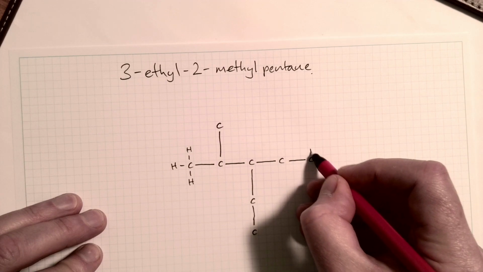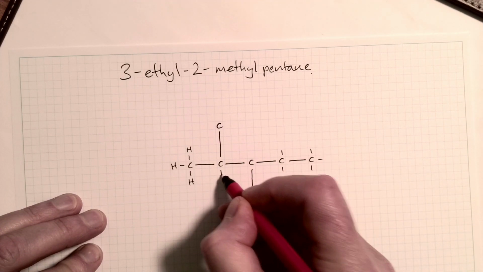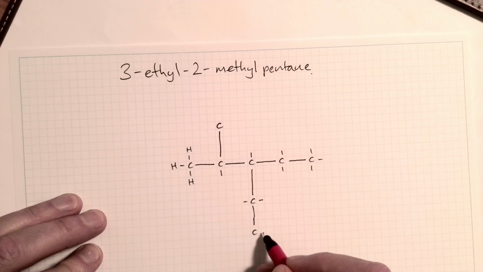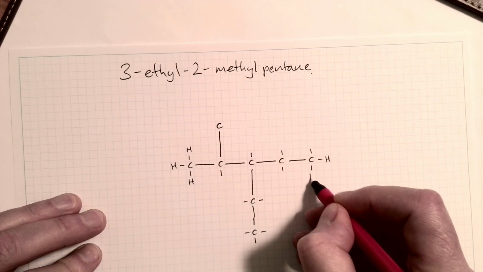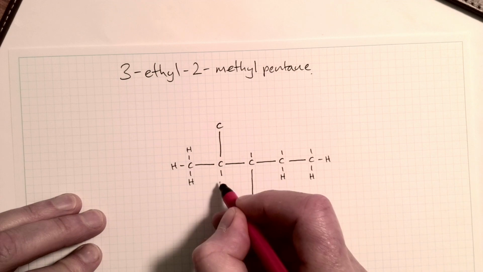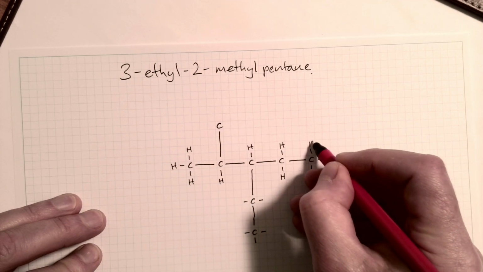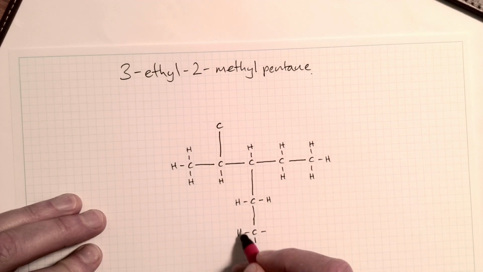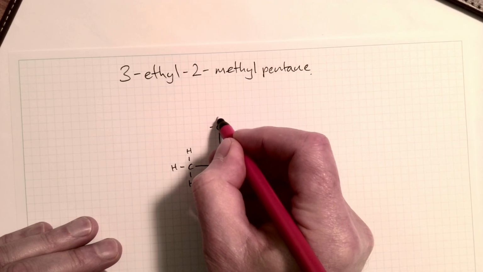And we can do that at each end. In fact, we can draw all the bonds in. There's a fourth bond there, there's a fourth bond there, and we'll put our hydrogens in. Okay, what have I missed? I've forgotten about this fellow up here.